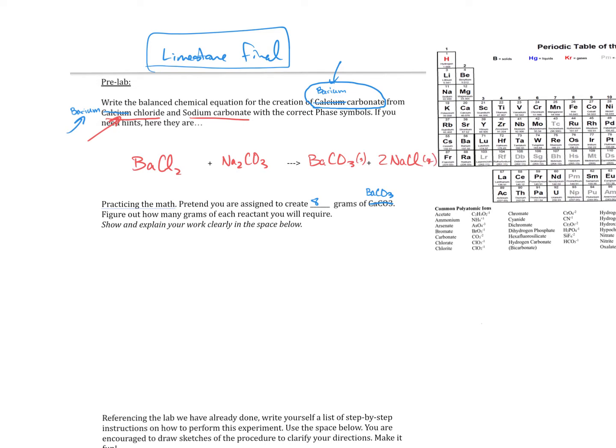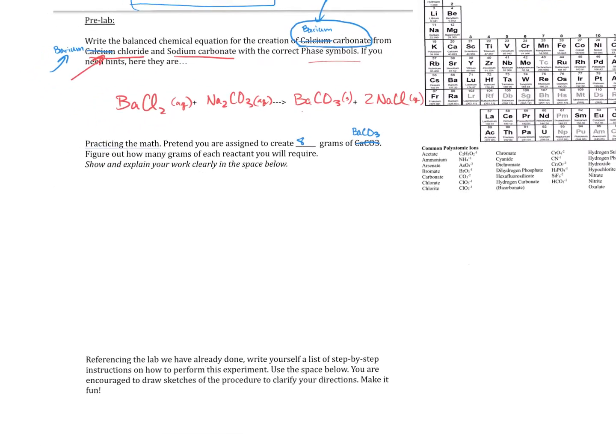This is dissolved. This is dissolved. And this is dissolved. All right, there's my balanced reaction with phase symbols. Now this is mine. Remember, I'm doing barium. In the lab, you're doing calcium.